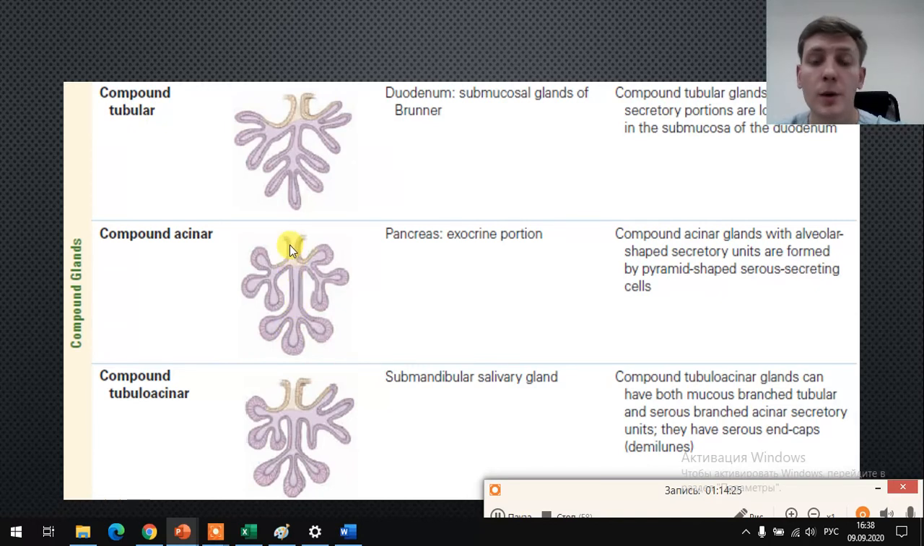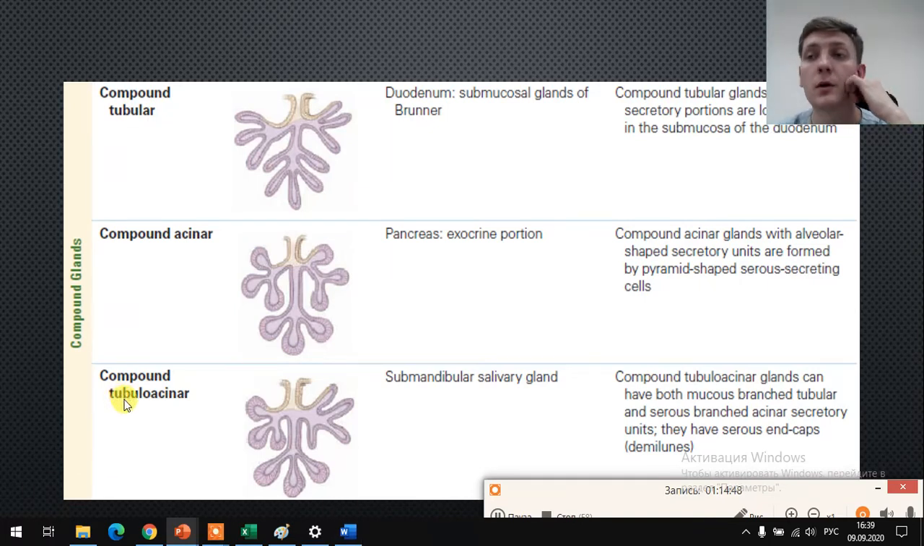Another example of a compound acinar gland is our parotid gland, which is located near the ear and produces saliva. The saliva of the parotid gland is much thicker and possesses enzymes which help us to digest food directly in our oral cavity.